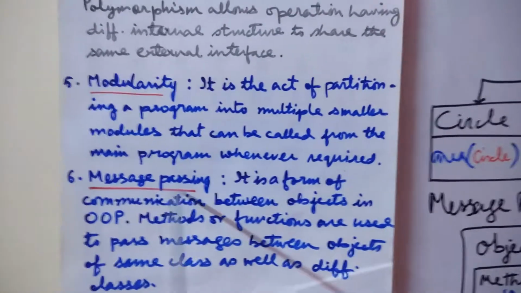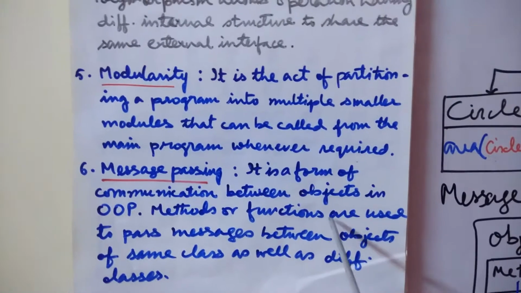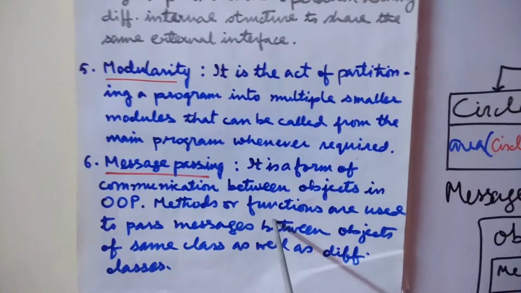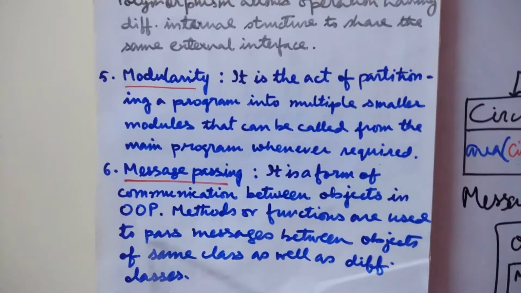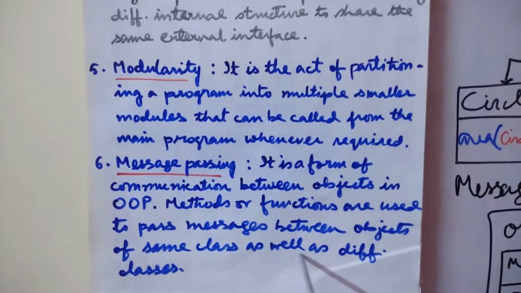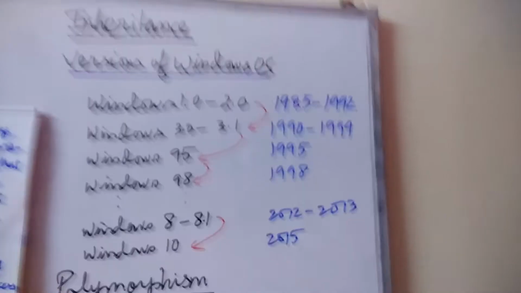Now what is message passing? It is a form of communication between objects in object-oriented programming. Methods or functions are used to pass messages between the objects of the same class as well as different classes. Now let us explain it through some diagrams.